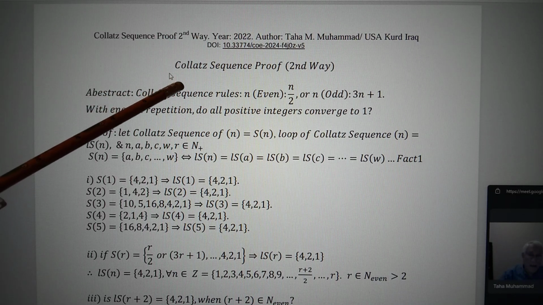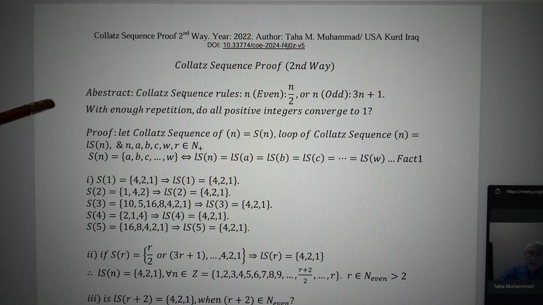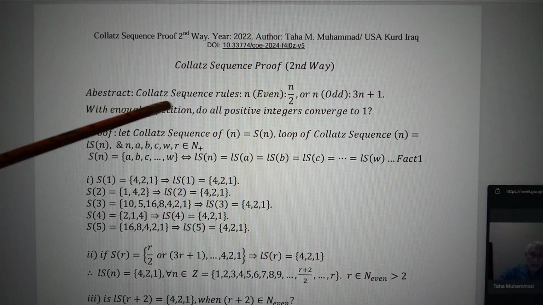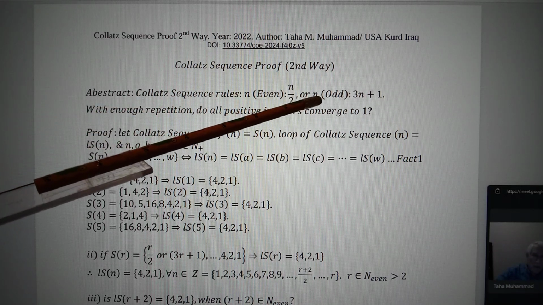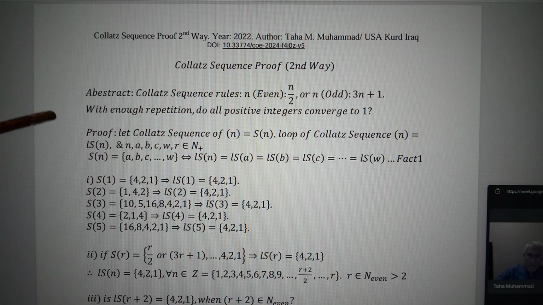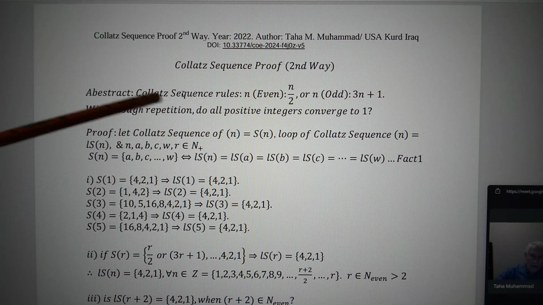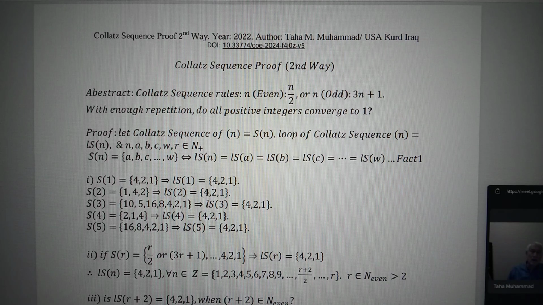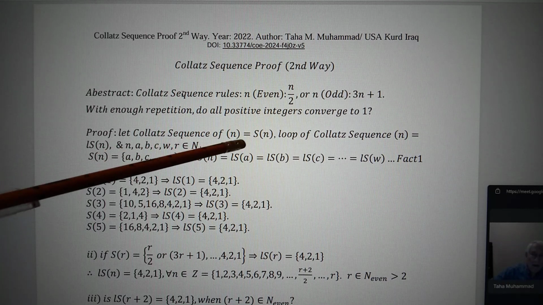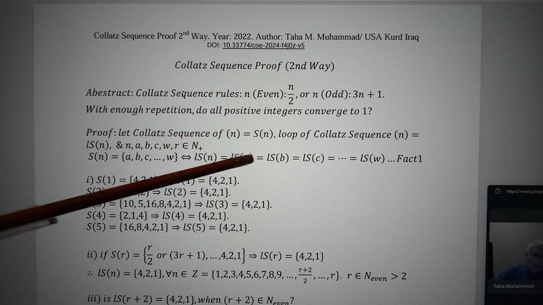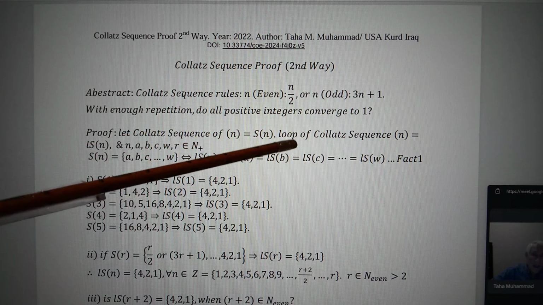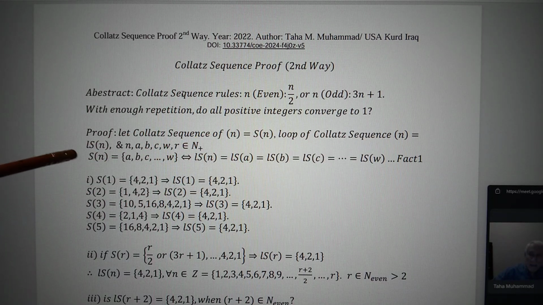Do you see Collatz sequence proof second way? Abstract: even, divide by 2, and odd, multiply by 3 plus 1. When you repeat this, you will get 1 for any positive natural number. Proof. Let the Collatz sequence of n be Sn. When you see Sn, it means the Collatz sequence. The loop of Collatz, I made it LSn, it means loop.